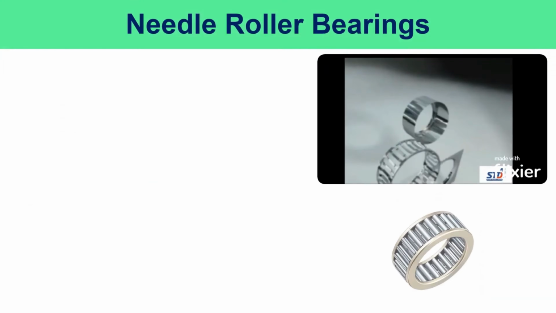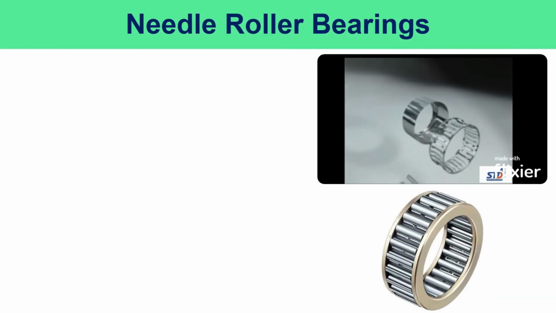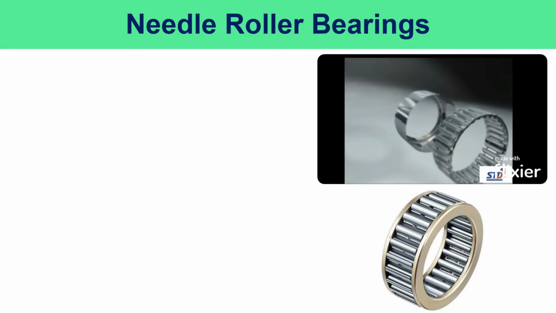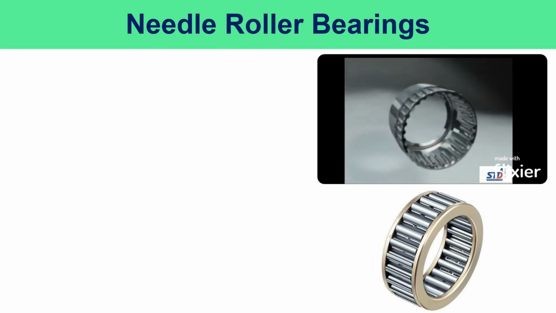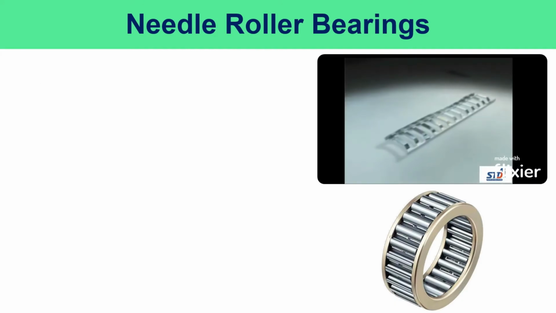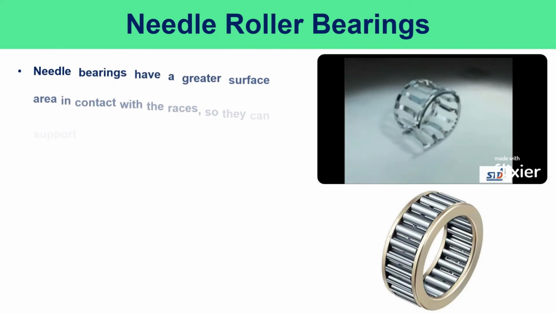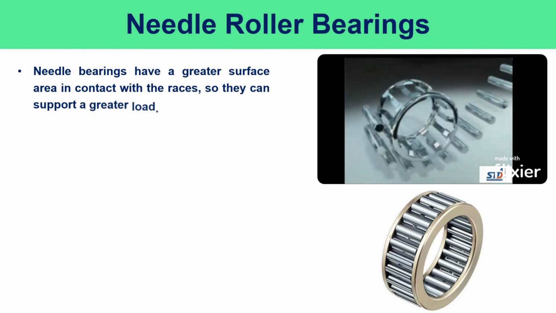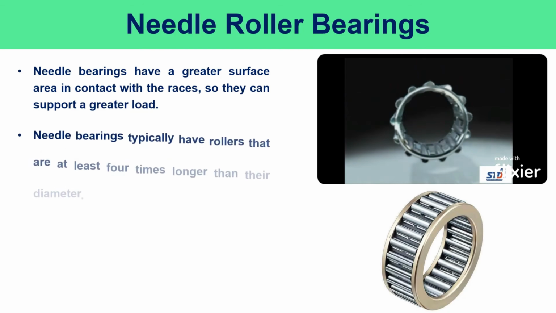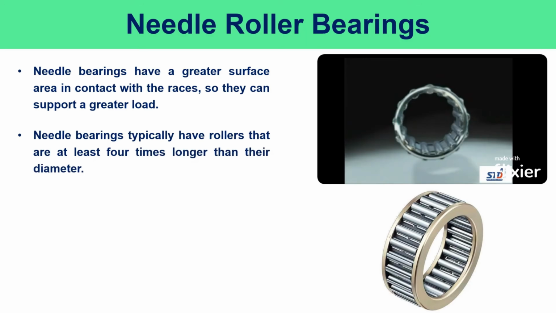Needle roller bearings. A needle roller bearing is a special type of roller bearing which uses long, thin cylindrical rollers resembling needles. These bearings are relatively slender and fill the space so that neither a cage nor a retainer is needed. Needle bearings have a greater surface area in contact with the races, so they can support a greater load. Needle bearings typically have rollers that are at least 4 times longer than their diameter.